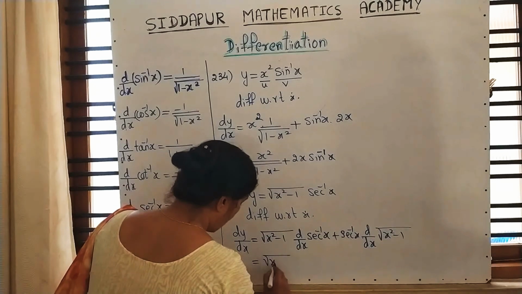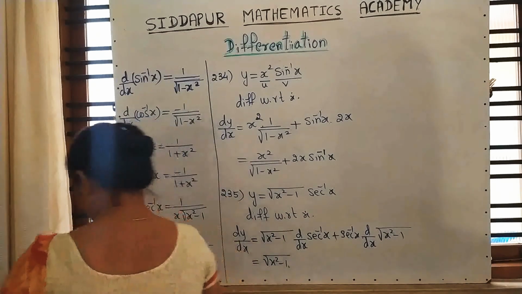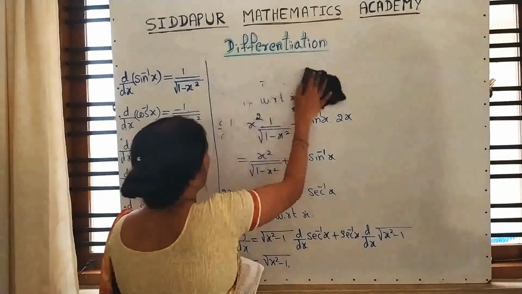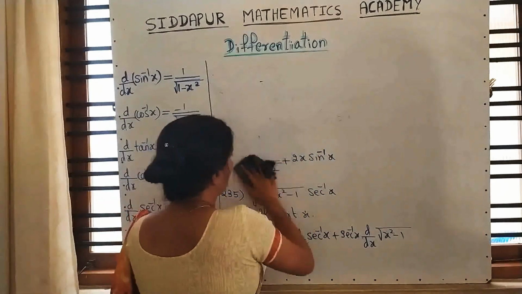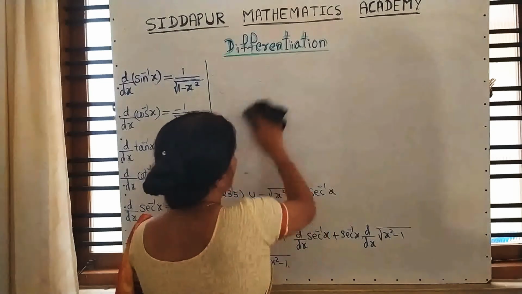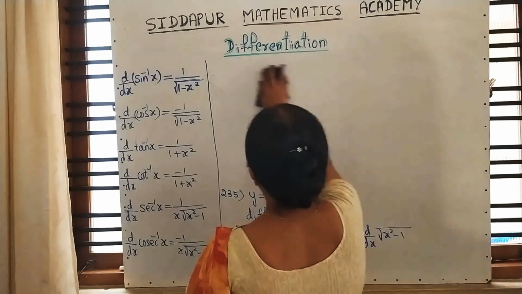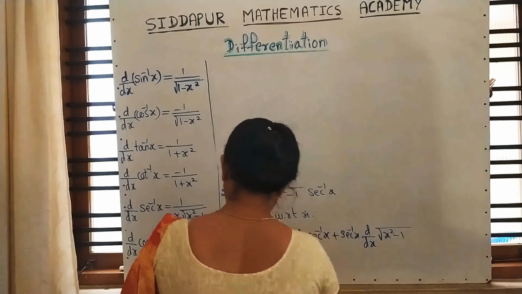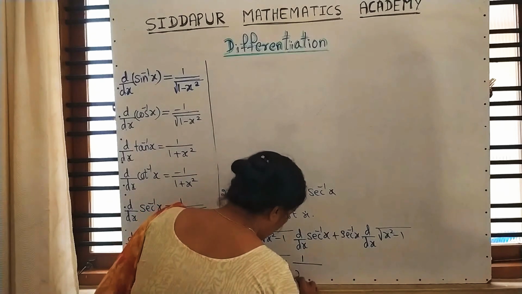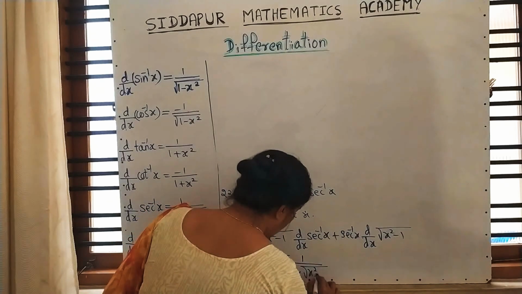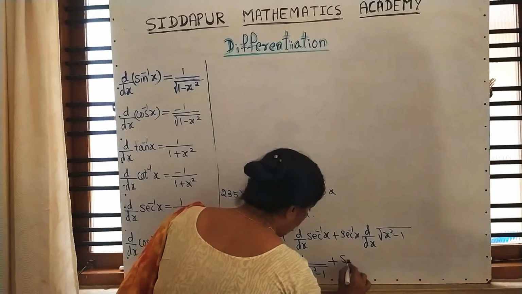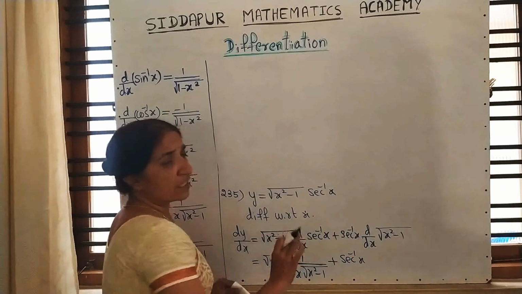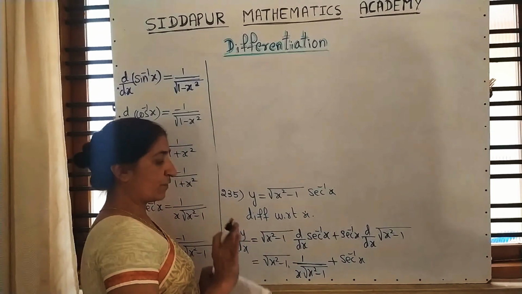Root of x square minus 1 as it is. What is the differentiation of sec inverse x? If you have a formula list with you, please refer to that. Otherwise, I wrote everything on the board. See the board. Just refer to that and write down. It is 1 upon x into root of x square minus 1 plus sec inverse x as it is. And here in the original only sec inverse, that's why I am writing only sec inverse differentiation.